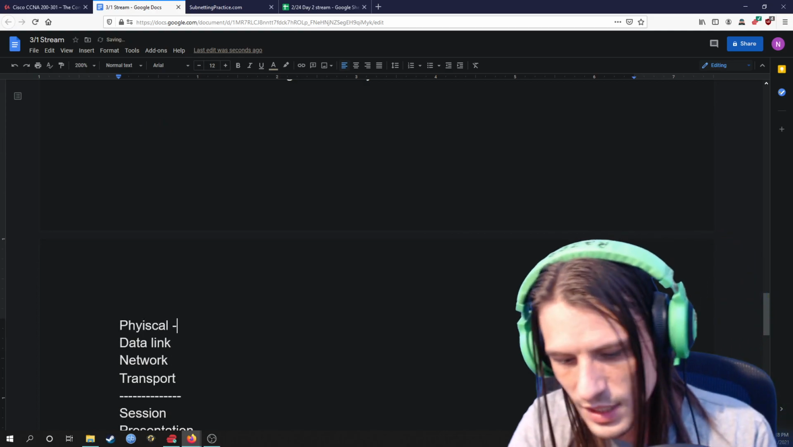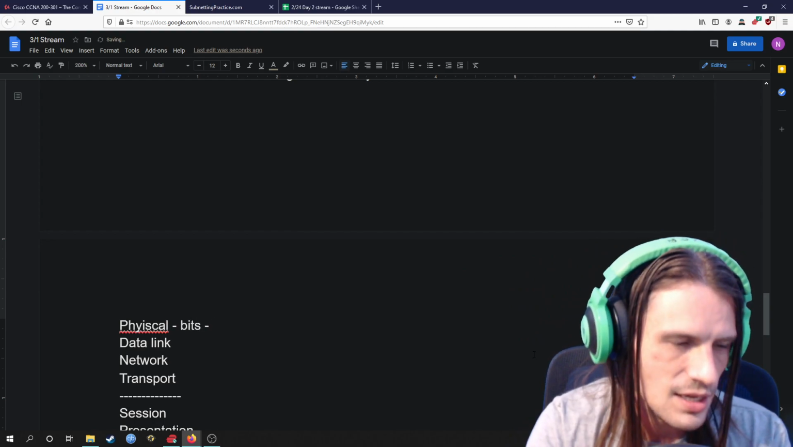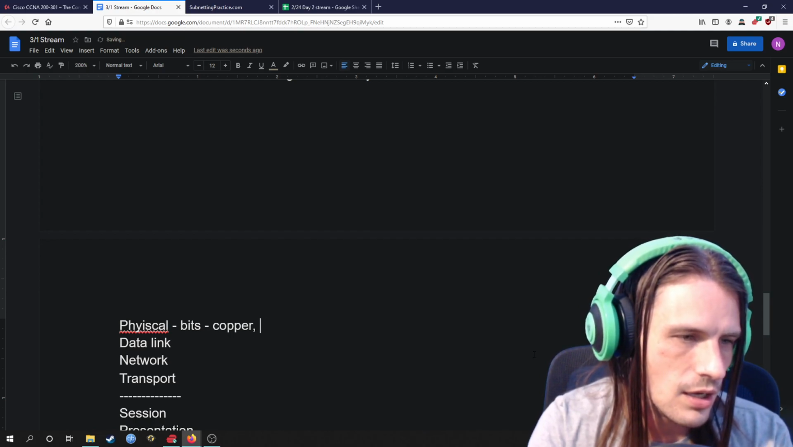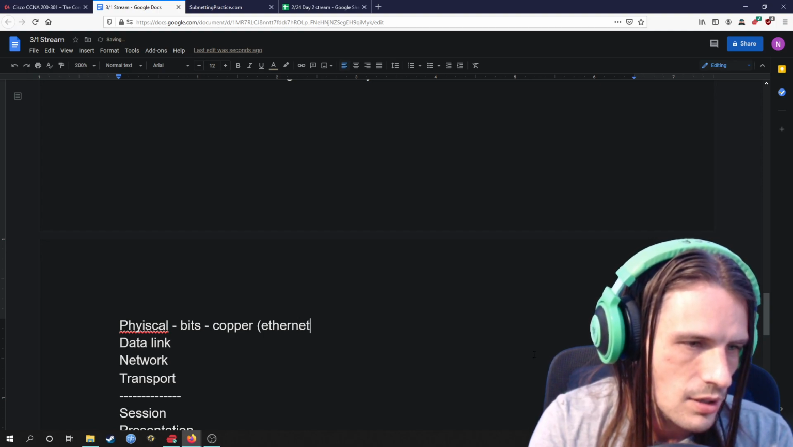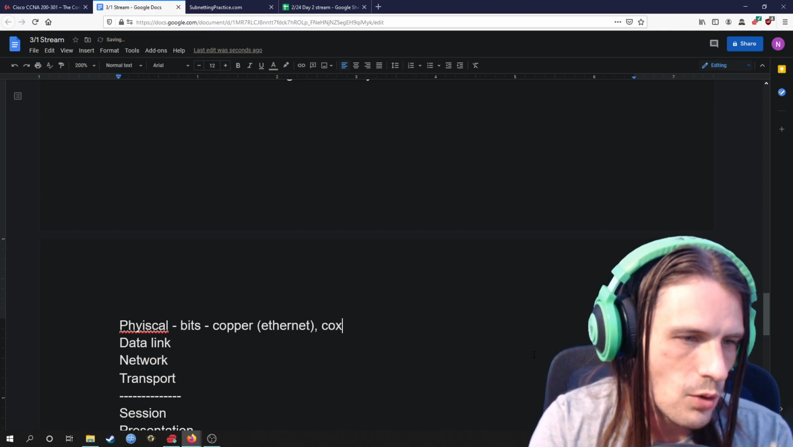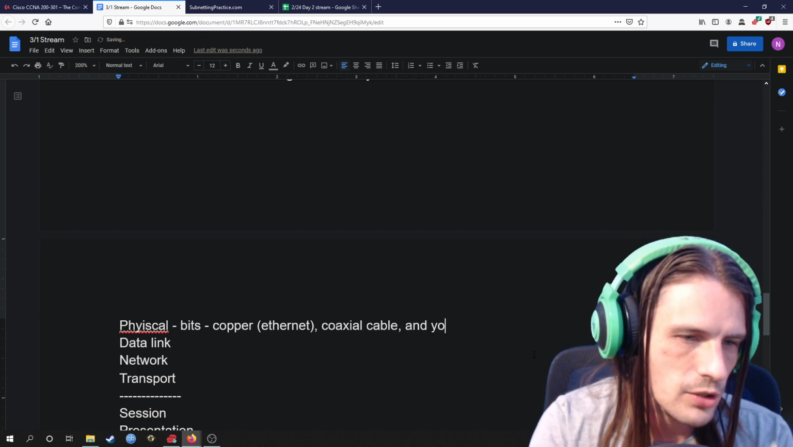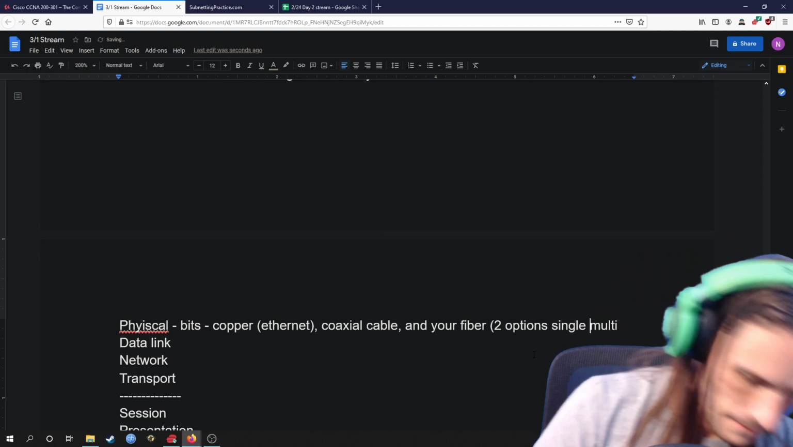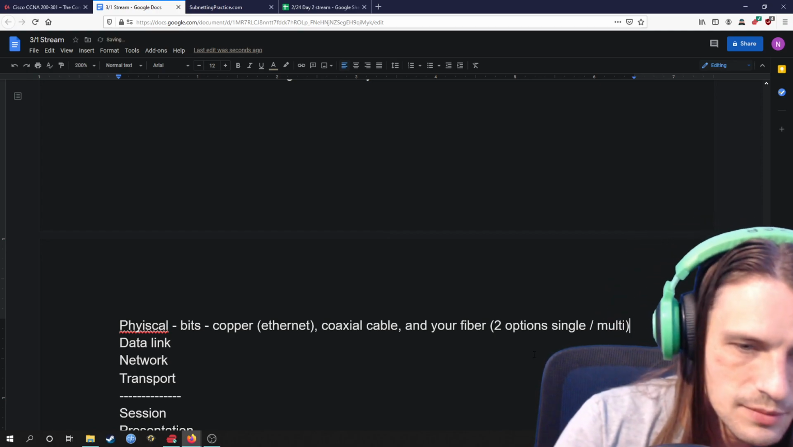So physical is going to be your bits. Anything traveling on physical is going to be referred to as bits. It's going to be your copper lines. Your copper lines are Ethernet. Ethernet is made out of copper. Ethernet lines are made out of copper. Your coaxial and your fiber. Two options, which comes in single and multi-mode, and we've gone over that a couple of times.